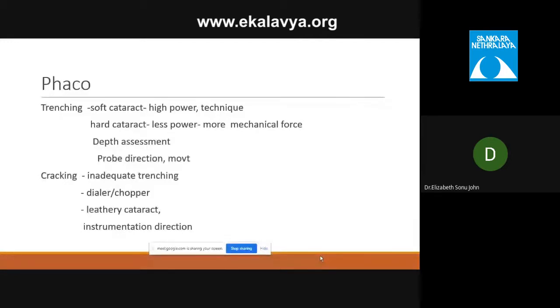The other thing we see is the way you use your instruments, the dialer and the spatula. They should be in the floor of the trench, with equal force on either side. You should not cross your instruments. In leathery cataracts, like diabetic cataracts, the assessment of the cataract is important. You should know that it's leathery and hard, so good trenching is necessary. Then the instrument direction: like I said, it should be in the floor of the trench, and you just need to rotate your instrument. You don't have to mechanically push the pieces apart.